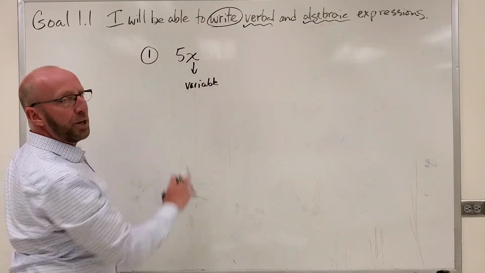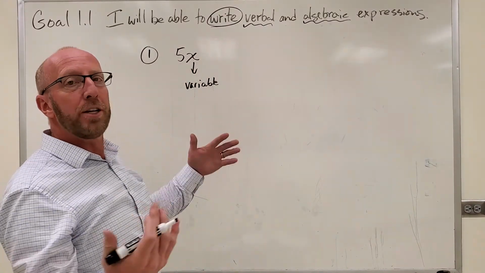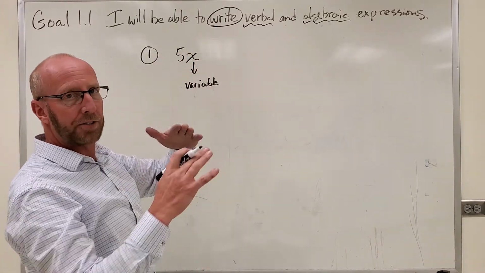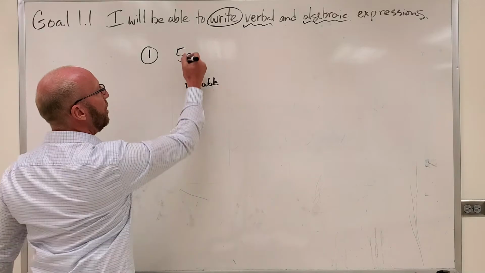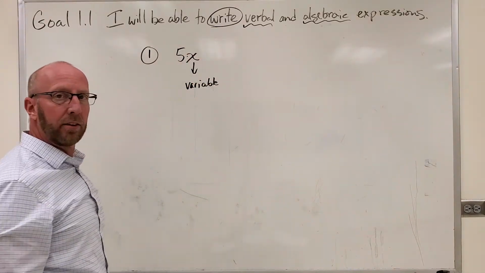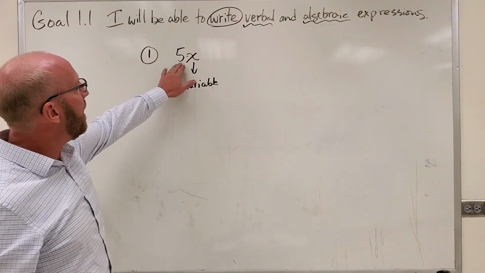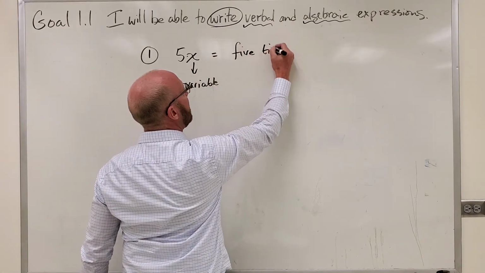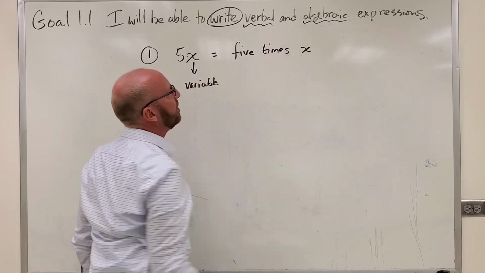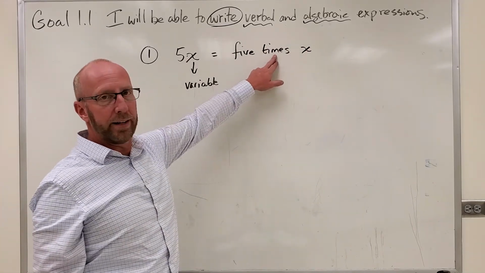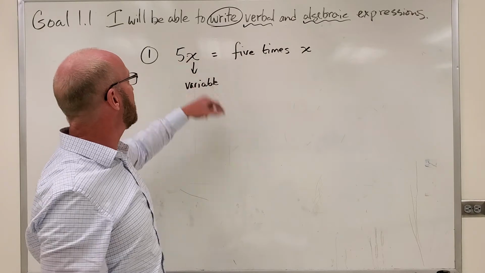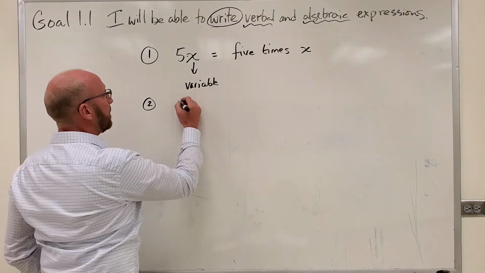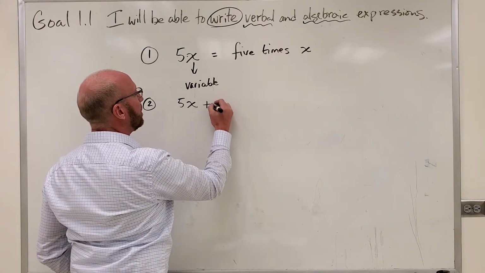If there's no operation between the 5 and the letter, then I'm going to use a times sign, because this means to multiply. There's no x for multiplication, it's simply not there, or sometimes we put a little dot, and the little dot means to multiply. So 5x, I would write in English as 5 times x. So you have to write the word in English, times. 5 times x.